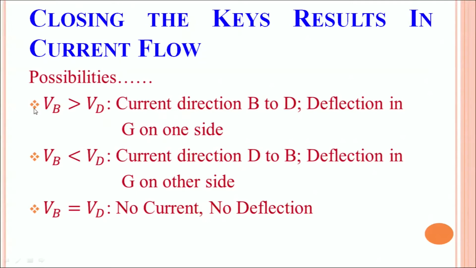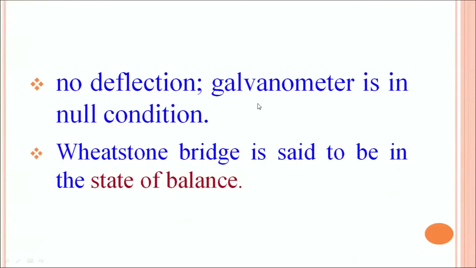When the potential at B is equal to the potential at D, then obviously no current will flow through this part of the circuit and the galvanometer will not show any deflection. Now, when there is no deflection in the galvanometer, we say we have achieved the null condition of the galvanometer, and we also say that the Wheatstone bridge is in a state of balance.